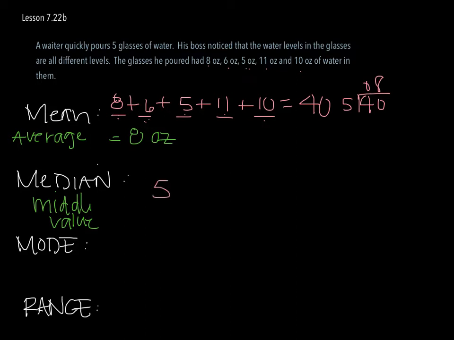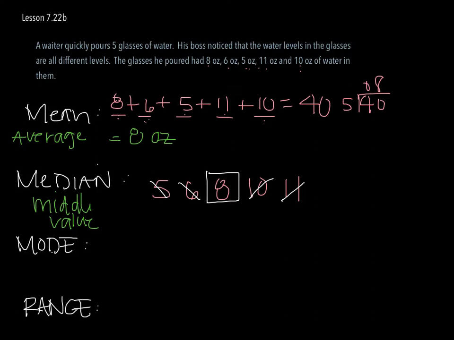My first number is 5. Then my second number is 6. Then my third number is 8. And then I have 10. And then I have 11. Okay? Now, which number's in the middle? Well, to figure that out, I'm going to cross out the lowest and the top, and the second lowest and the second to the top. And what I have left is 8. So my median, the middle, is 8.